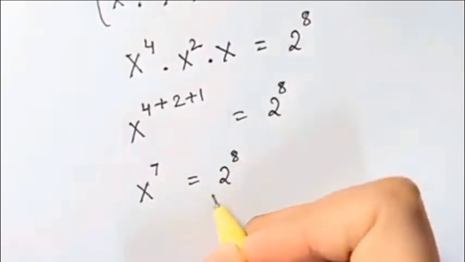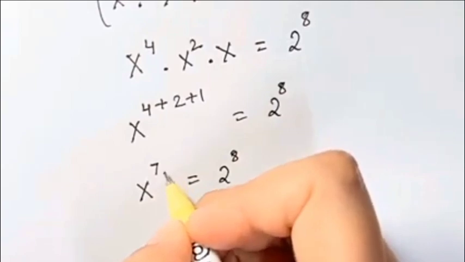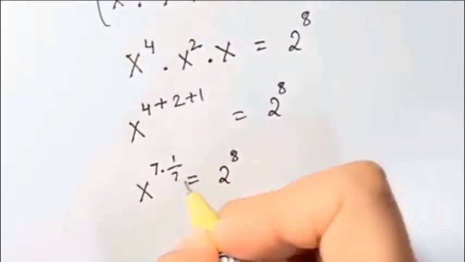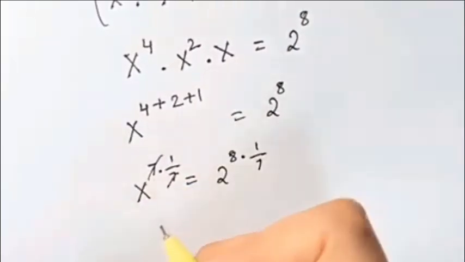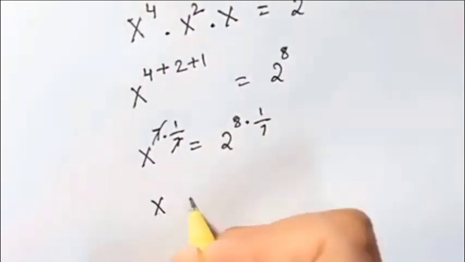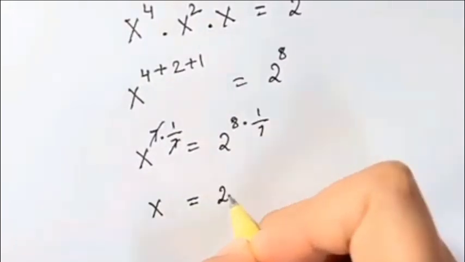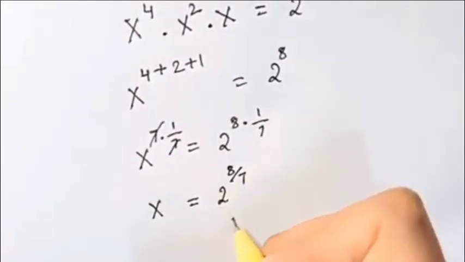Now what I'm going to do is just multiply the exponents by 1 over 7 on both sides. So here 7 and 7 gets cancelled, so you're left with x is equal to 2 to the power of 8 over 7.